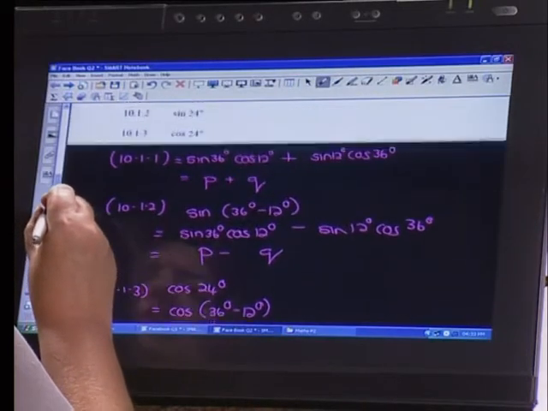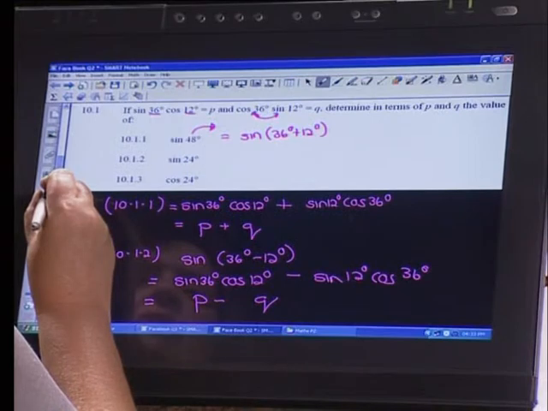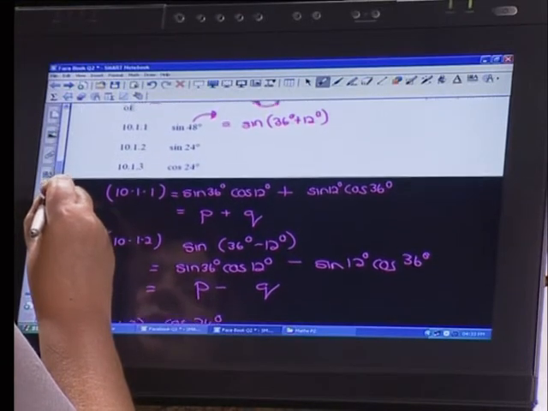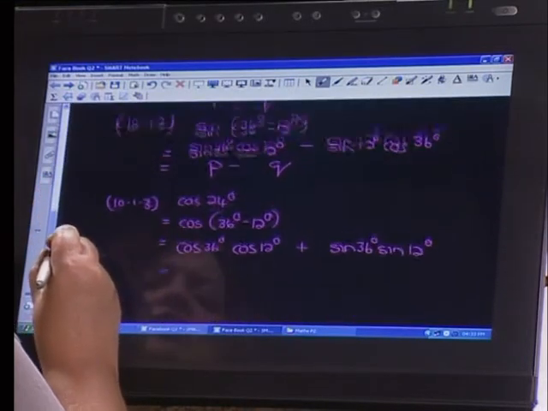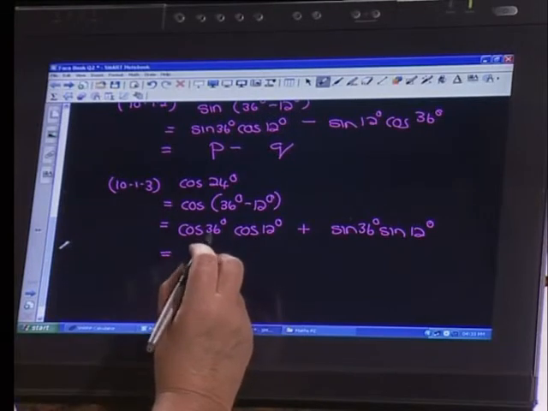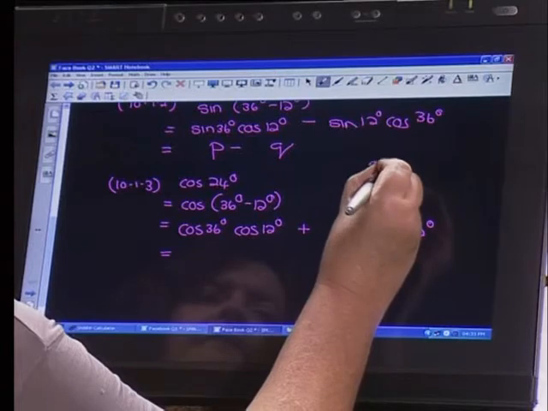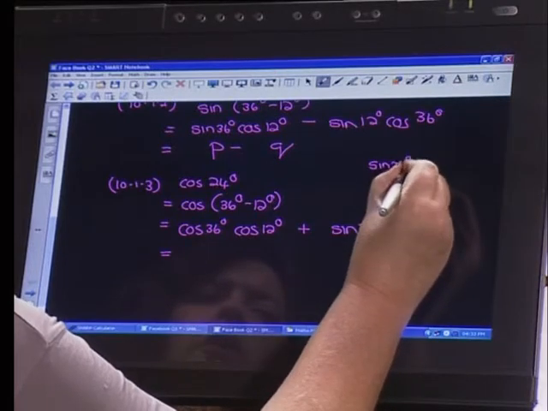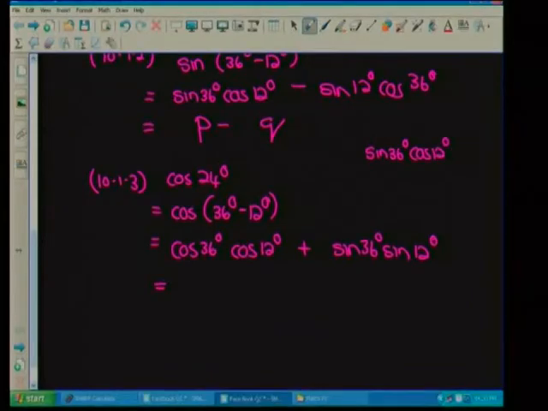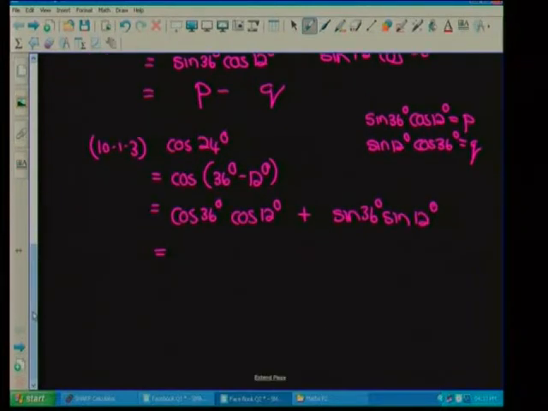So what we're going to do is we're going to go over here and see what we can do. Okay, we've got the sine of 24. I'm just trying to think if there's a better way. I don't think so. Let's just play on with this. So what I know is that sine 36 cos 12 is equal to P, and sine 12 cos 36 is equal to Q. I just want to keep it handy so that it's easy to refer to.